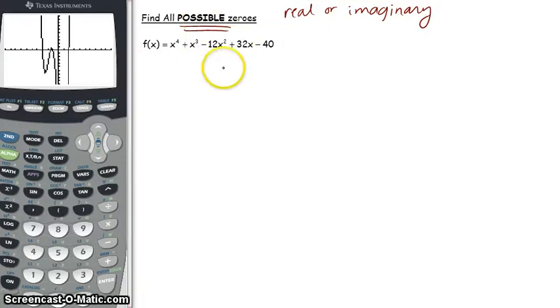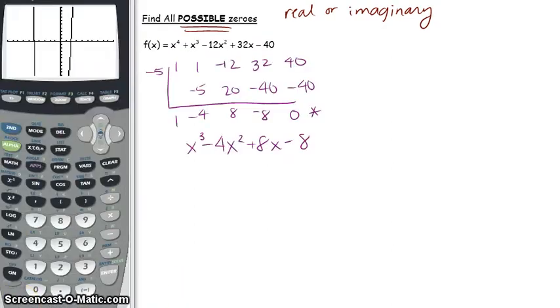So what I want you to do is take a second and find a 0 and do synthetic division, and I will meet you at the next step. Alright, so when we take a look at our graph, we can only see 2 intersection points here. So when we use synthetic division, we can just pick one of these. I chose negative 5, so when we do that, we should end up with x cubed minus 4x squared plus 8x minus 8. And we have a 0 here, so that means this negative 5 is a factor. That gives us a factor of x plus 5. Okay, so we know that so far.